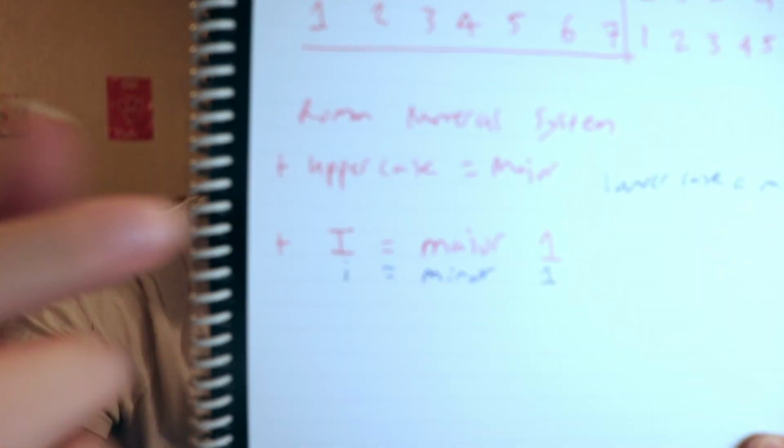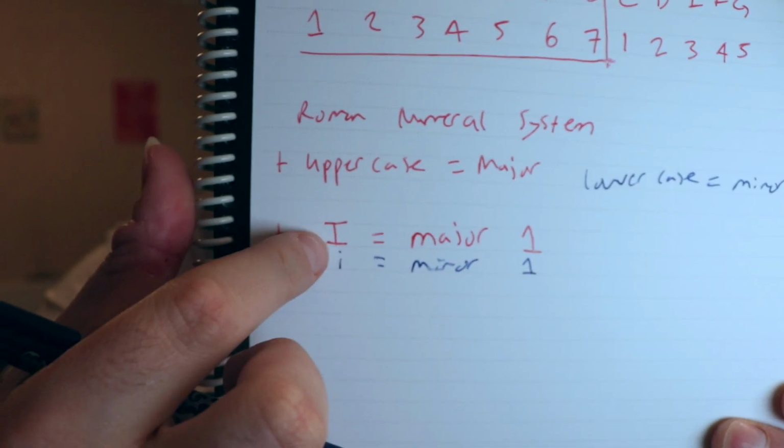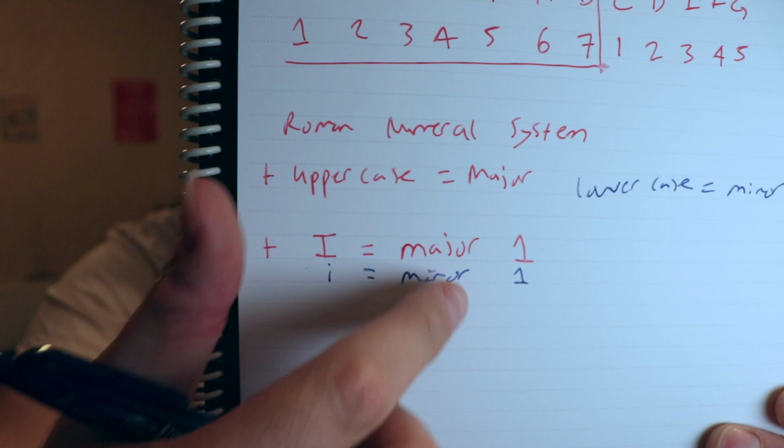So I'll show you what that looks like. This is a symbol that we have. Uppercase I equals major 1. It's major because it's uppercase. Lowercase i equals minor 1, and it's minor because it's lowercase. So we got to keep that in mind.